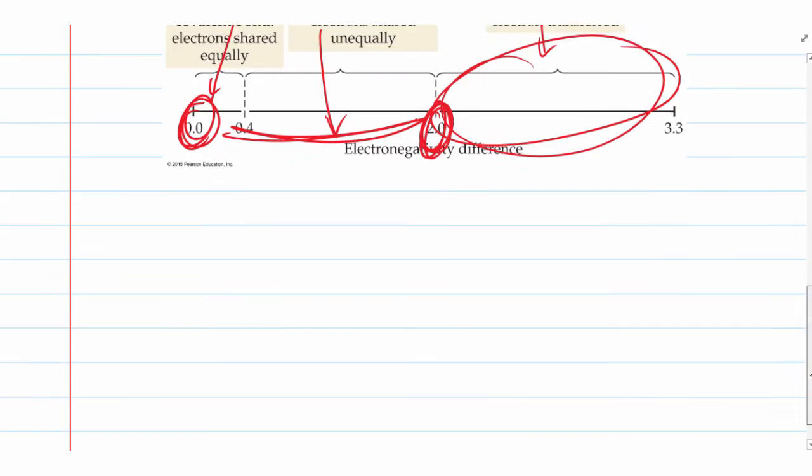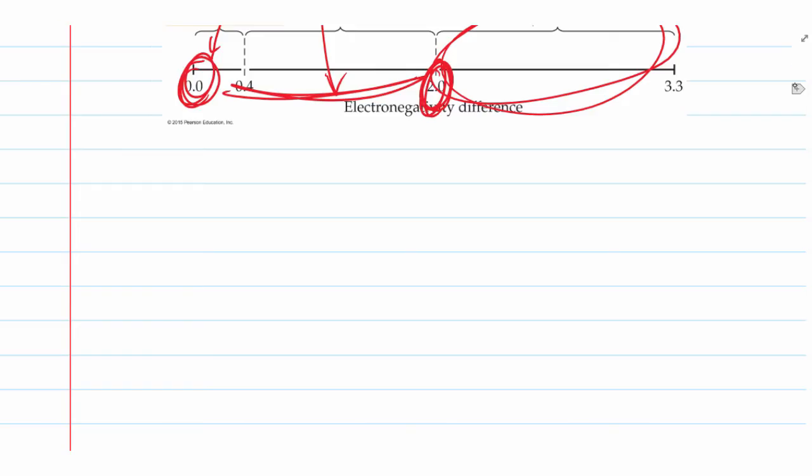Turns out that the polarity of bonds is not the most important thing. What's most important actually is the polarity of molecules. And so we're going to distinguish between molecules that are polar and nonpolar.